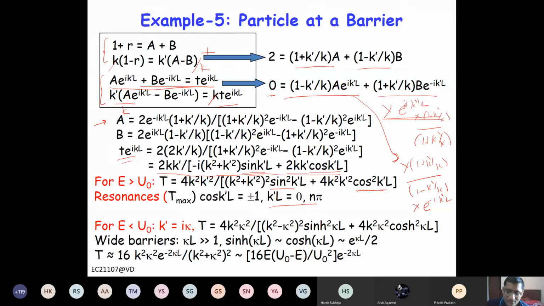So this is basically kind of resonance. So when again you can compare this thing with the potential barrier.